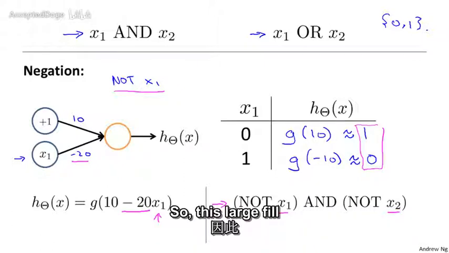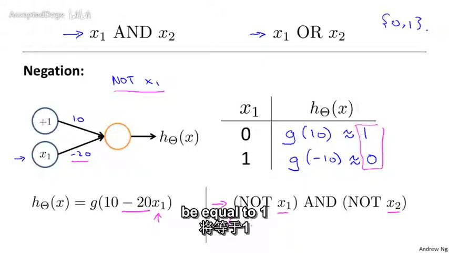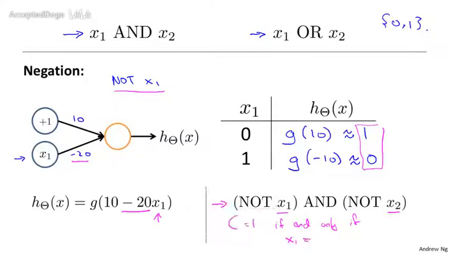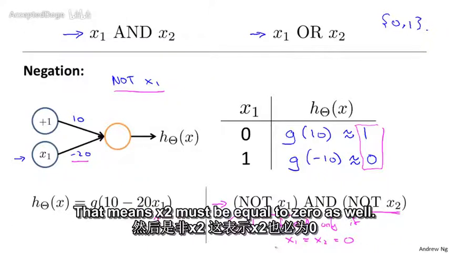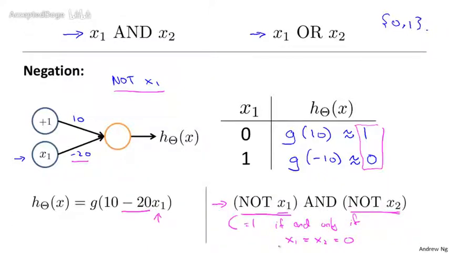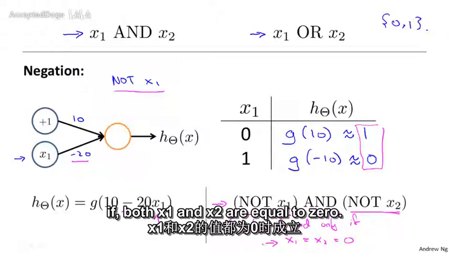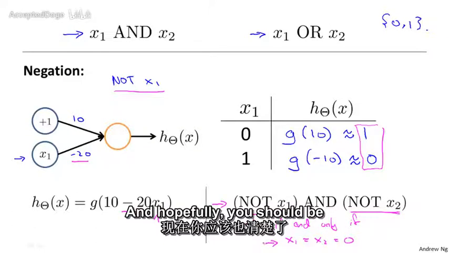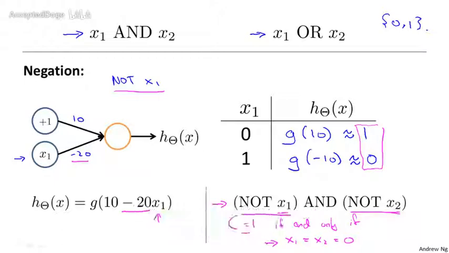Right? And so this logical function (NOT x1) AND (NOT x2) is going to be equal to 1 if and only if x1 equals x2 equals 0. So this is a logical function that says NOT x1, that means x1 must be 0, and NOT x2, that means x2 must be equal to 0 as well. So this logical function is equal to 1 if and only if both x1 and x2 are equal to 0. And hopefully you should be able to figure out how to make a small neural network to compute this logical function as well.